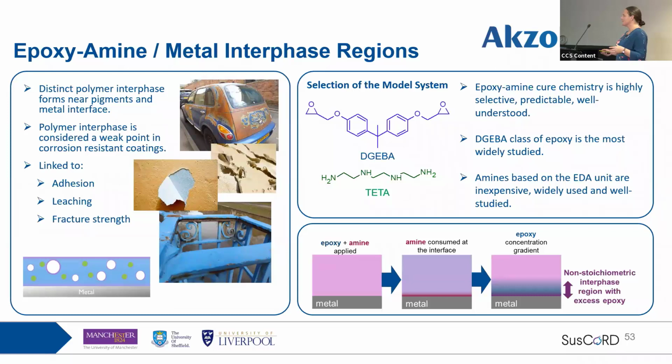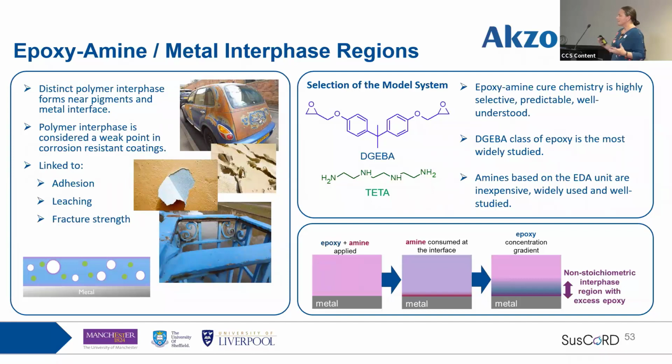So I want to start out by very briefly talking about what we mean by polymeric interphase regions in this context and why that might be relevant in the context of corrosion-resistant coatings, which is obviously the focus of this conference. So when we're talking about the polymer interphase, we're talking about a region where the polymer has distinct chemical and physical properties compared to the bulk. And that happens as a result of interactions with an inorganic interface. So that might be pigments when we're thinking about paints, or the metal surface underneath.